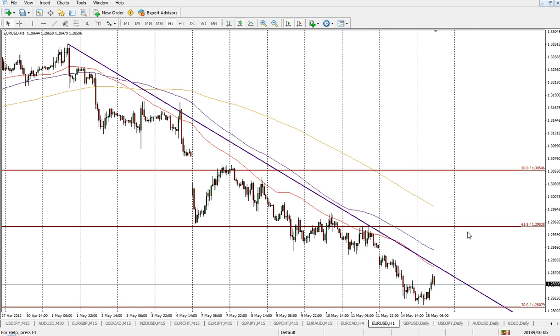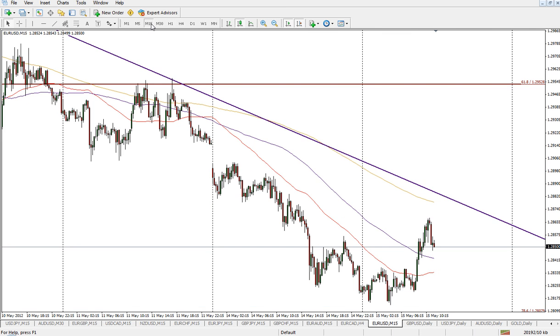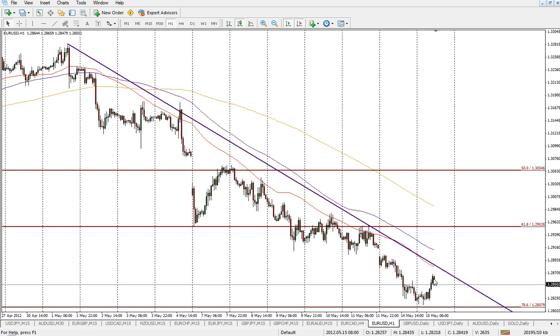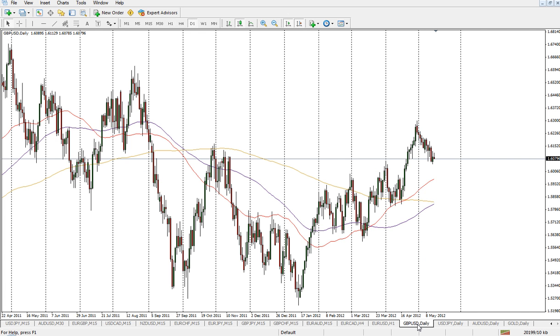So that 61.8 will be key if we get a nice sort of break of this trend line upwards, but it is starting to look a little bit heavy on the 1 hour. But yeah, it is all about that trend line resistance for me this week, what happens at that area. Okay, let's have a look at cable.